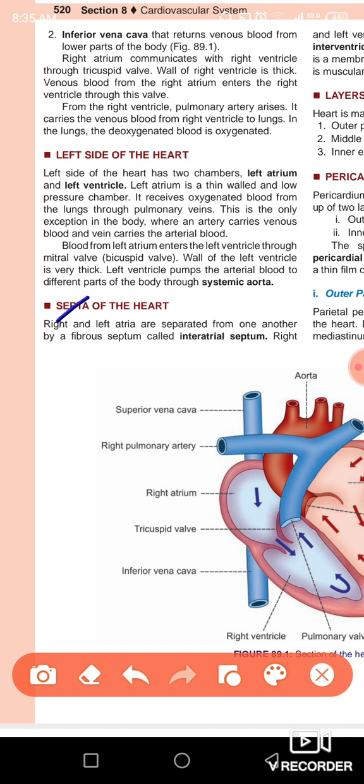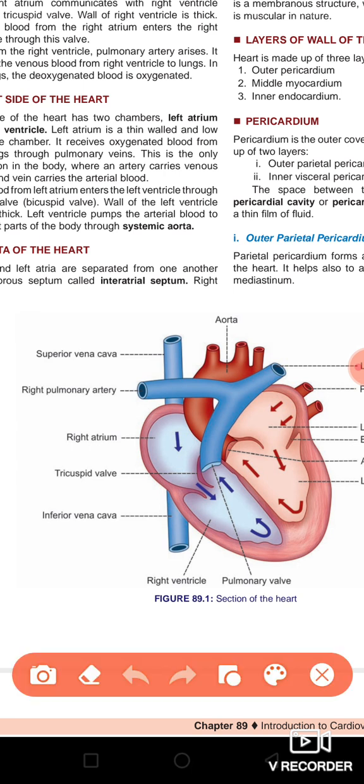Your right atrium and your left atrium are separated by a fibrous septum called the interatrial septum. Inter means between, atria means the two atria, left atrium and right atrium, and septum means a partition. So this septum is present between your left and right atria. Due to the presence of the aorta and the pulmonary vein, you cannot see the septum here, but it is present between both of these chambers, as I drew with the blue line. This is the interatrial septum.